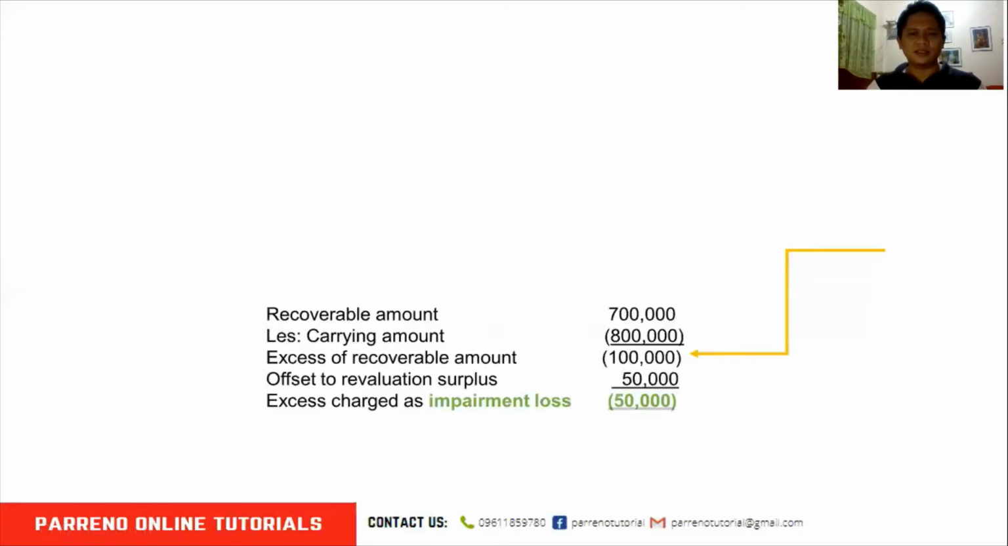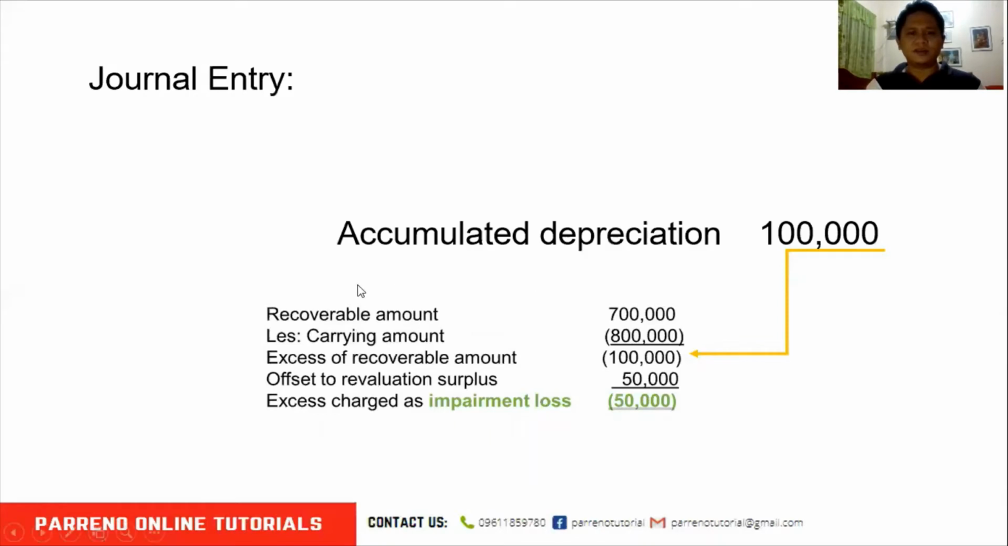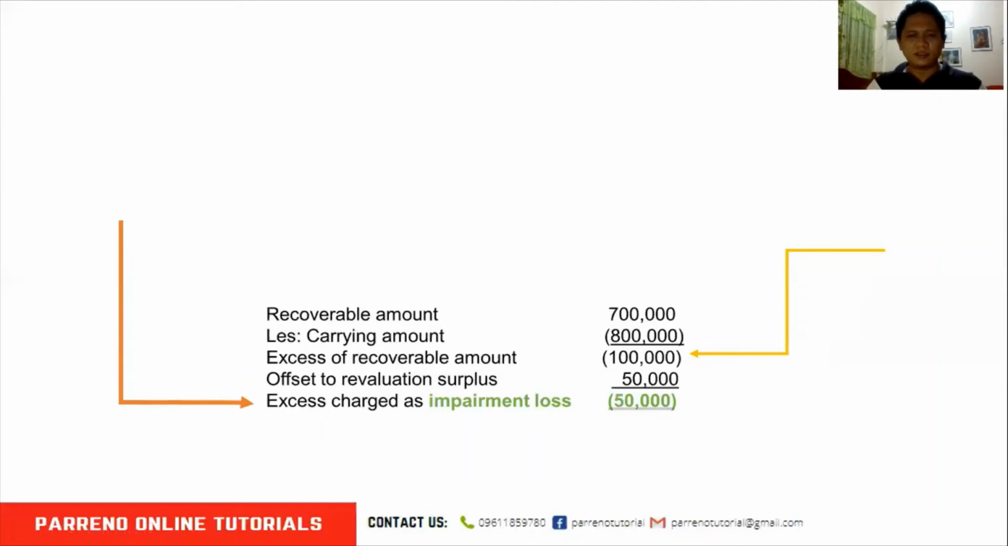To journalize this, we have to credit accumulated depreciation for the excess of 100,000, meaning to bring down the carrying amount to the recoverable amount. So we have to credit 100,000 accumulated depreciation. Then we take out this.